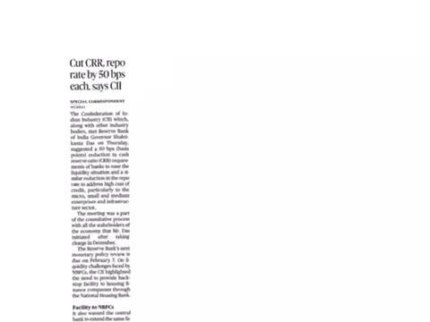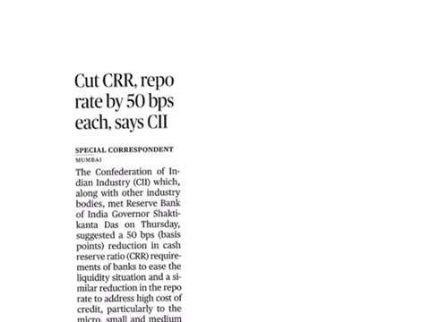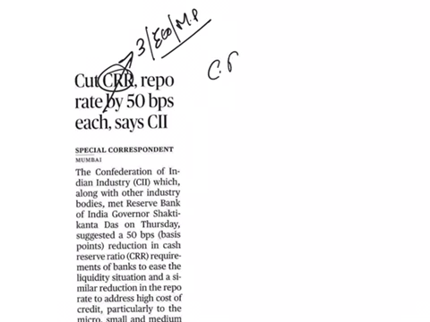The next article is cut CRR, repo rate by 50 basis points each, says the Confederation of Indian Industry. This article comes under GS paper 3 under the topic of economy, and the subtopic here is monetary policy. From this article, now we are going to see about this CRR, cash reserve ratio.